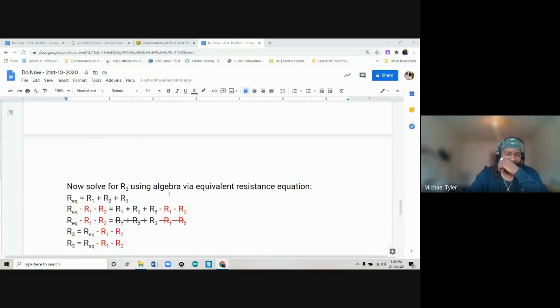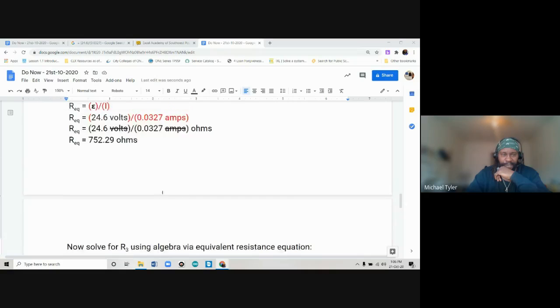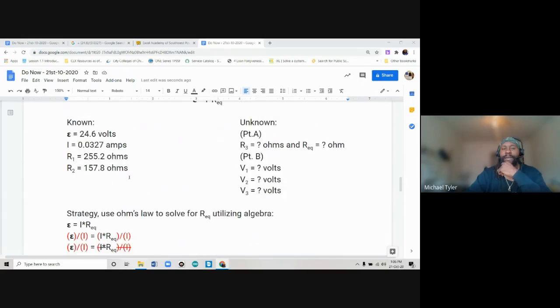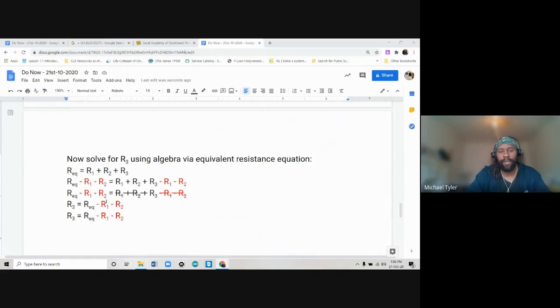All right, so let's finish this off, you guys. So we're gonna go here and we're gonna take the resistance values that we know. So that's 255.2 ohms, right? Come here, and that'll be our R1. So R1 is gonna be 255.2 ohms.